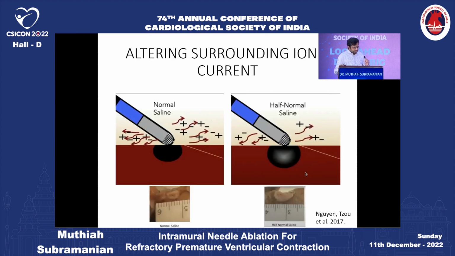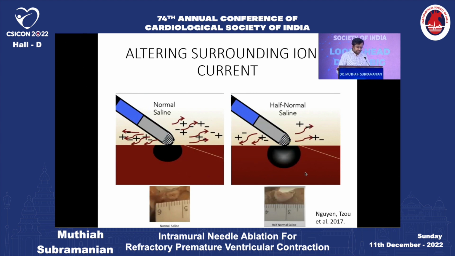The other thing that can be done for intramural substrates is to increase your lesion depth, you can alter the surrounding ionic current. So here, this is an example of an active irrigated catheter in the blue color. And so what normally happens is your normal saline is more charged. So your impedance loss to the surrounding environment is slightly more. And although it cools the tip of the catheter, some of this current is dispersed in this normal saline.